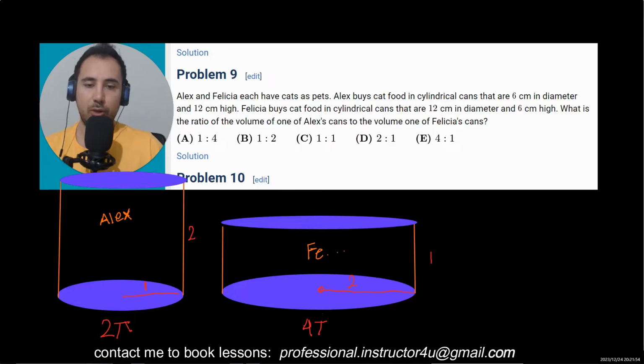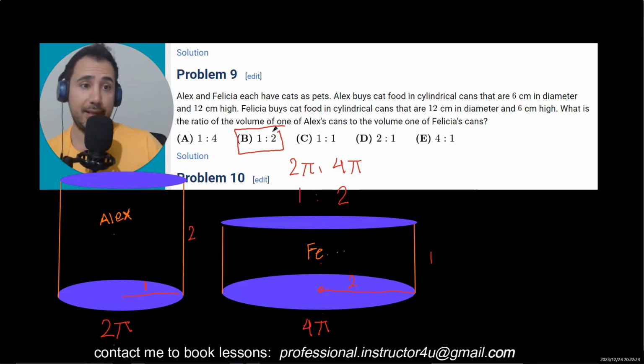This is 4 pi. And what is the ratio of Alex to Felicia? 2 pi over 4 pi. Both of them can be simplified by 2 pi. So the ratio becomes 1 to 2. So the answer to the question is actually B. But learning to replace the values in questions that involve ratio will just make you so much faster.